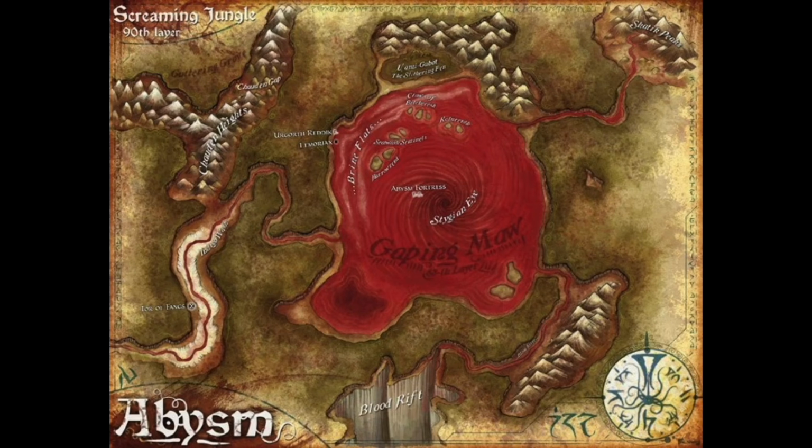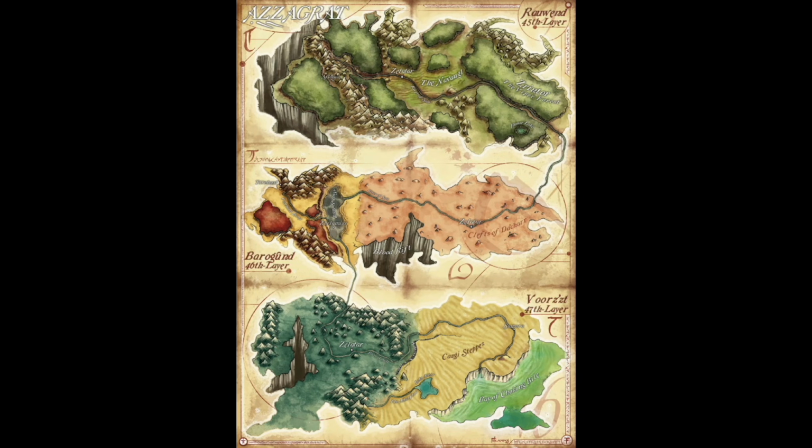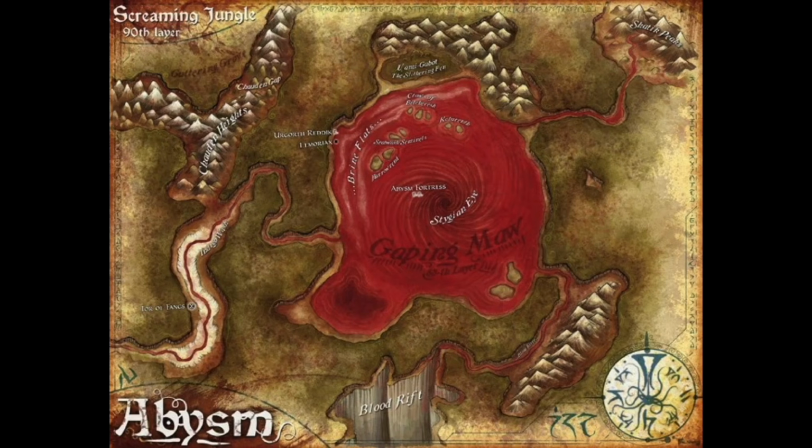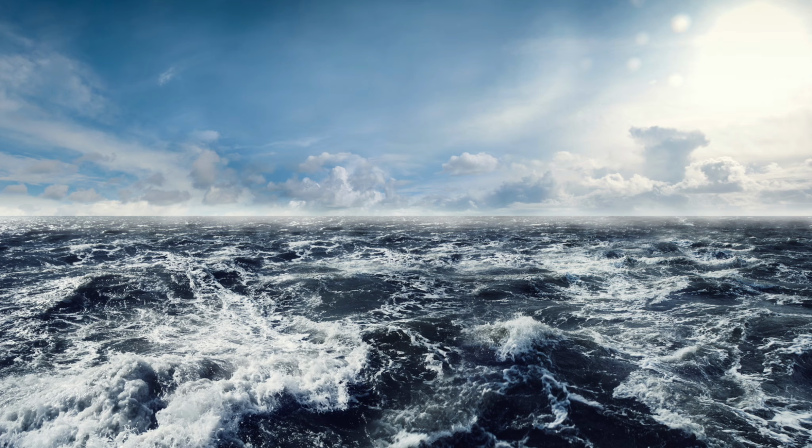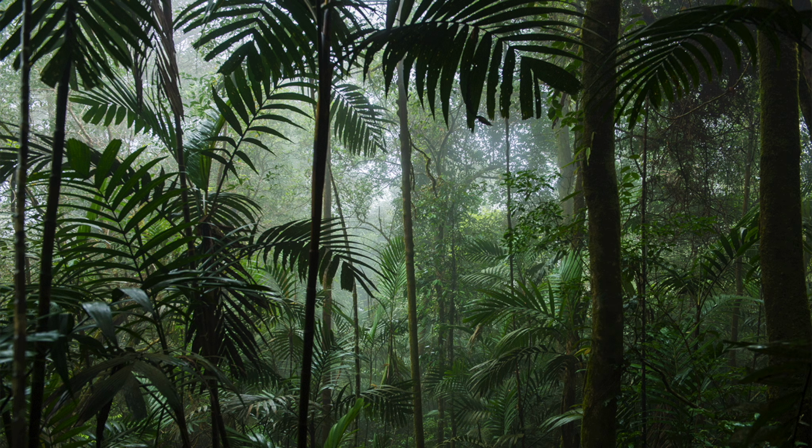The Screaming Jungle and the Gaping Maw, the 88th layer, are collectively called Abysm, just like Rawend, Barugund, and Vorzit all collectively make up Azzagrat. But unlike Azzagrat, Demogorgon's layers exist within the same space as each other. No magical transportation required. The Gaping Maw is the sea portion of Abysm, and the Screaming Jungle is the tropical continent portion.